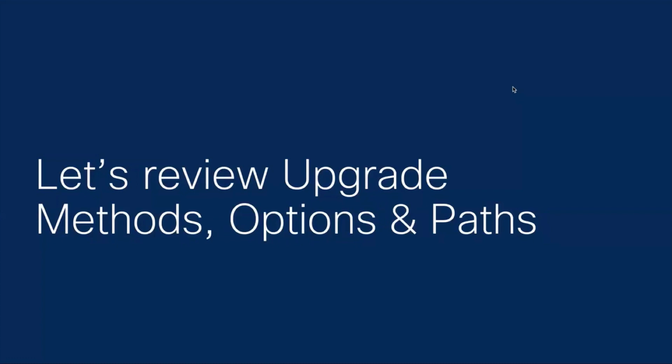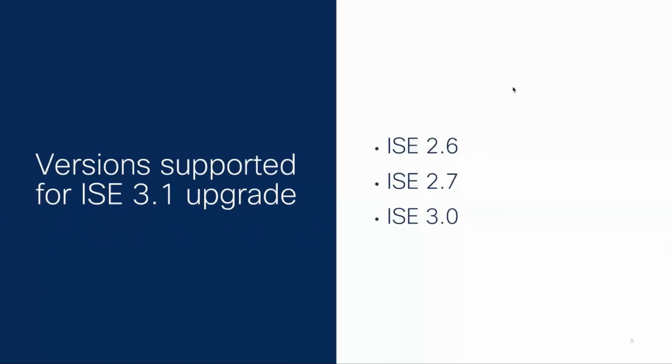Now let's review the upgrade methods, options, and paths available for you to upgrade your deployment to 3.1. The first and foremost thing that any customer would encounter, when we release a new version of Identity Services Engine, is which supported versions of ISE they can upgrade to 3.1 straight away. The answer is that you can upgrade your ISE deployment from versions 2.6, 2.7, and 3.0 straight away to 3.1.